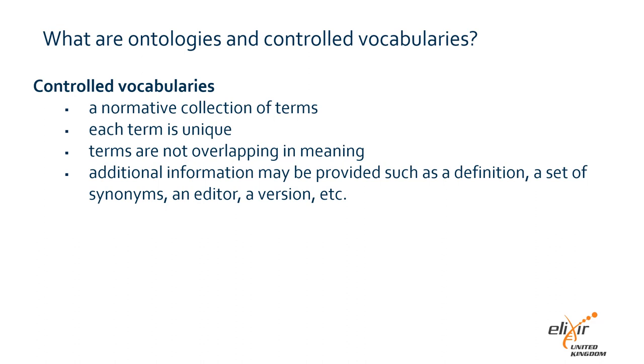Many life science databases therefore use controlled vocabularies to describe their data. These vocabularies are a normative collection of unique and non-overlapping terms. For each term, additional information may be provided, such as a definition, a set of synonyms, an editor, a version, etc.